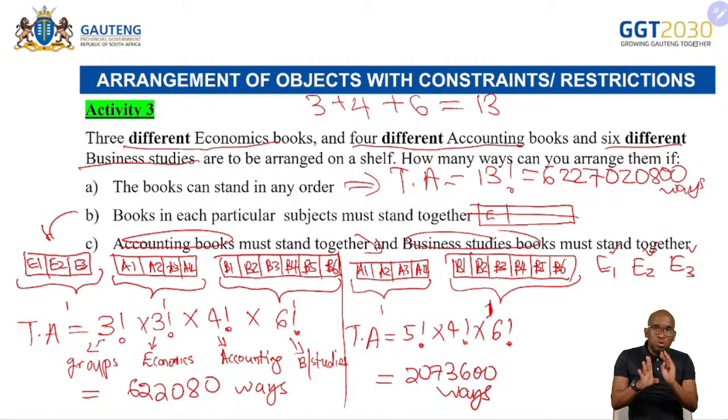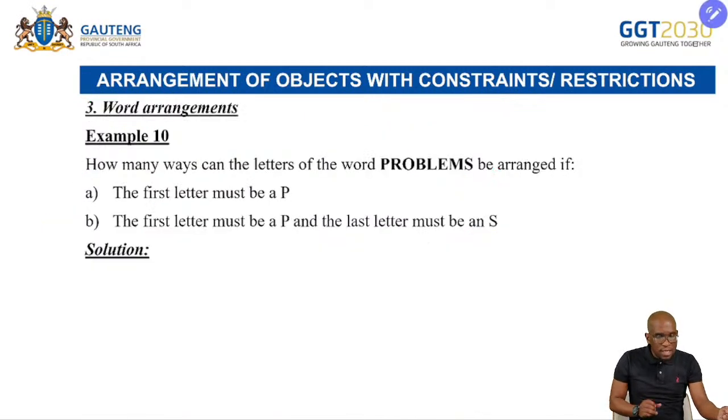I hope that you are getting to understand the trend. How do we work with groups? We treat them as single objects. I'm sure you are getting the drill of things now. Right, we move on to the last part of today's lesson. We are now dealing with arrangement of words, word arrangement. We are now zooming into word arrangements. That would be the last part of today's lesson.